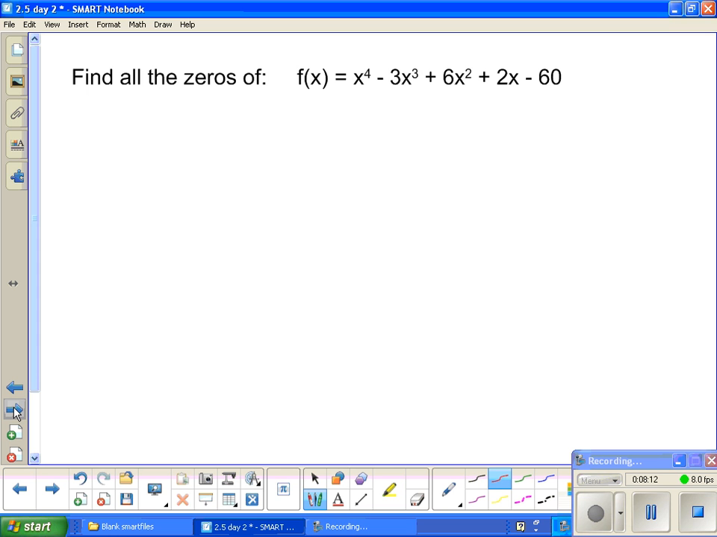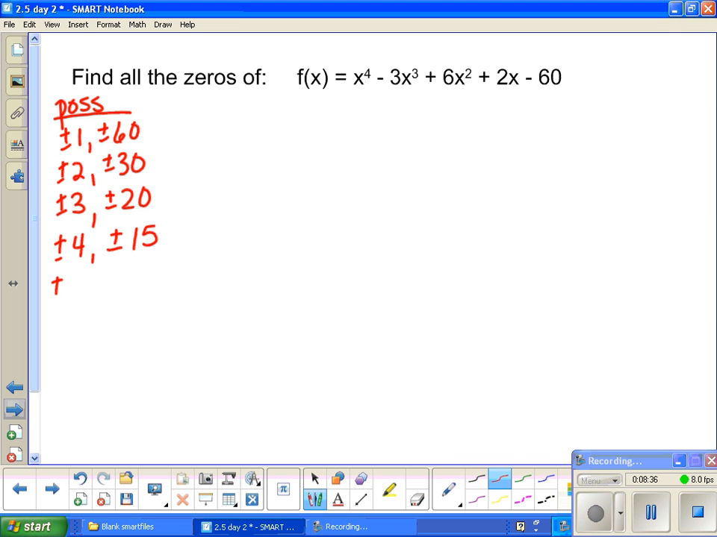So what I have to do is list the possible zeros. Again, since it's all over 1, I just need the factors of 60. So I'm just going to list the possibles. Plus or minus 1 and 60, 2, 30, 3 and 20, 4 and 15, 5 and 12, 6 and 10. So now I'm going to start guessing and checking on this. And I may do some erasing.